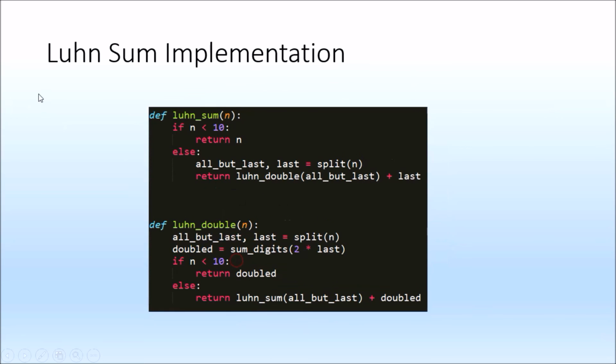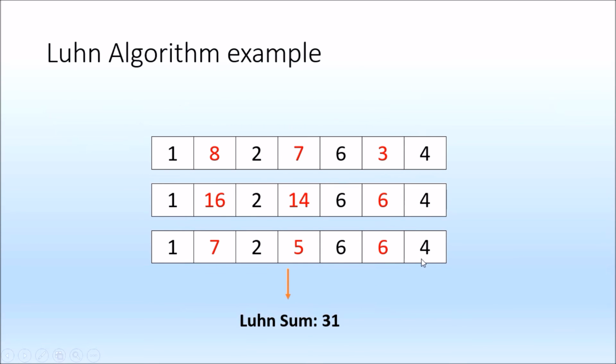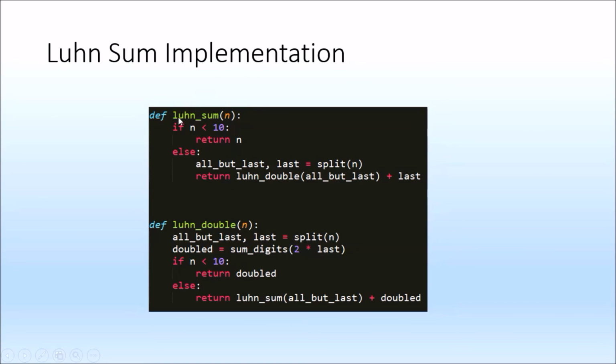So now we have the luhn sum implementation here, and we have the luhn double implementation. And the key reason this works is, remember, when we're calculating the luhn sum, we are alternating between doubling digits and not doubling digits. Well, that's exactly what this mutually recursive function is doing. We first calculate the luhn sum, we pass it into luhn sum because we know the last digit is not going to be doubled. And then after we finish with the last digit, we know we have to double the last digit of the all but last variable, because that's everything but the last number.